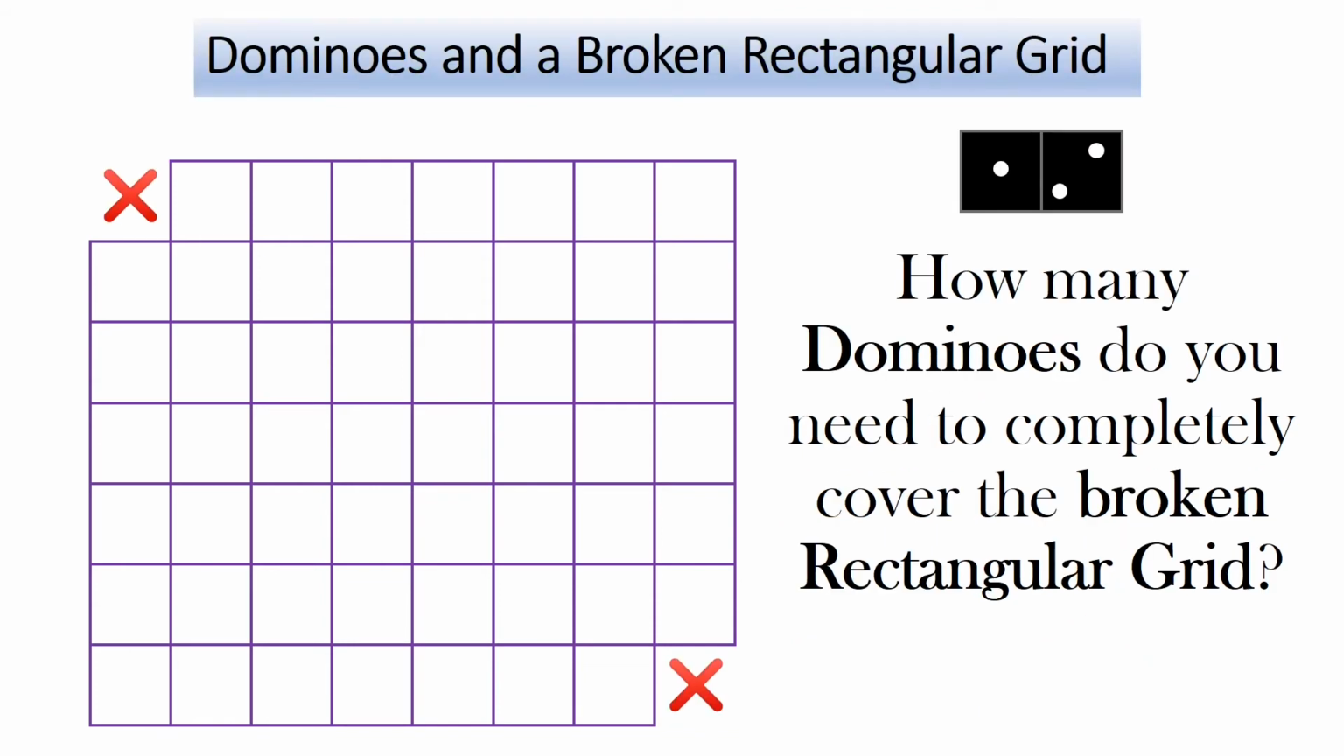I think that was an easy one, but let's try this now. So we have broken two corner pieces of this rectangular grid, and the question is, how many dominoes do you need to completely cover the broken rectangular grid? Do you think it's impossible, or do you think it's possible?